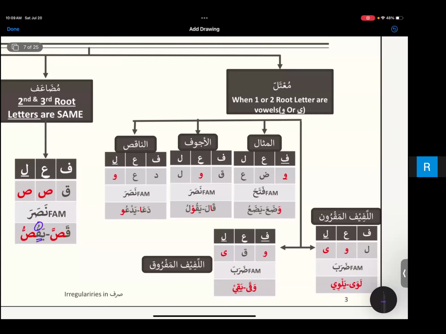Waqa: we have a Fa kalima, and then Ain kalima is Salim, Sahih, right? Kaf is not a weak letter. So Ain kalima is perfect, and then Lam kalima is again weak. So we're going to call it Lafif Mafruq. And then look at the example of Lawa. So Lawa is Waw and Ya side by side, Ain and Lam, both are weak letters. So we are calling them Lafif Makroon. Make sense?